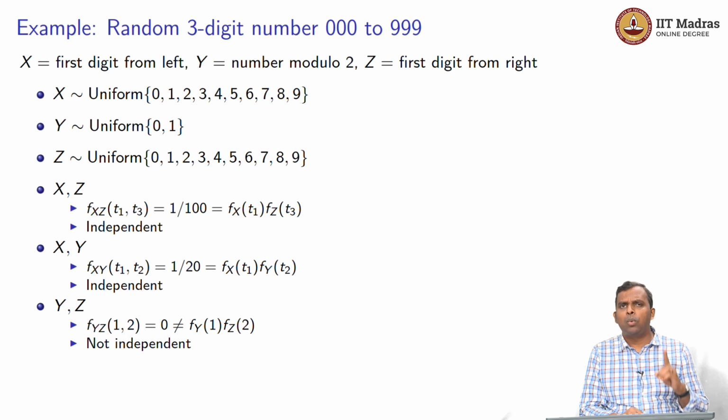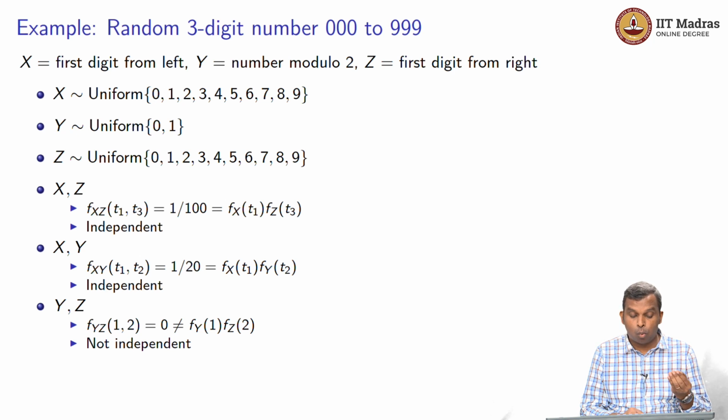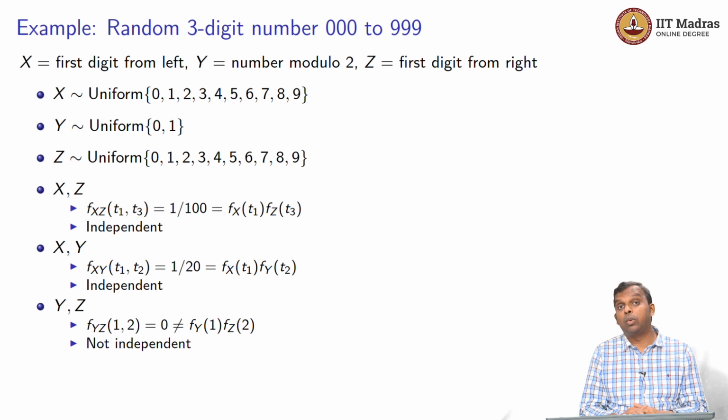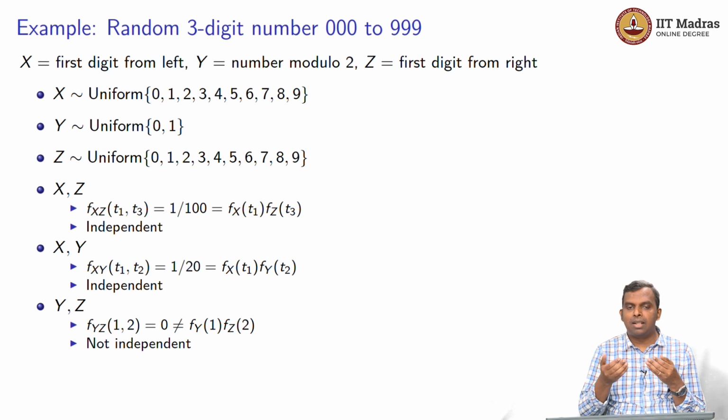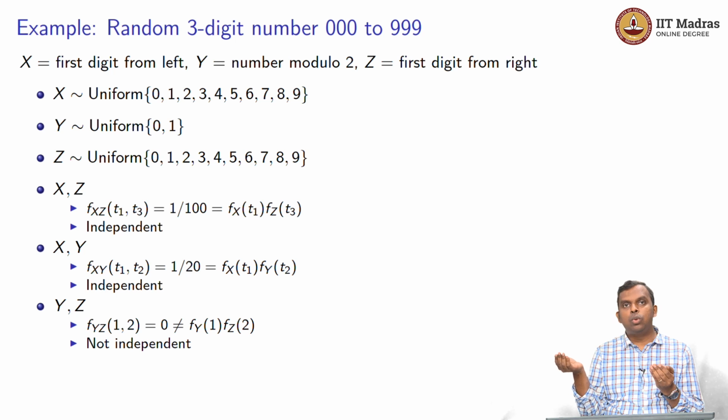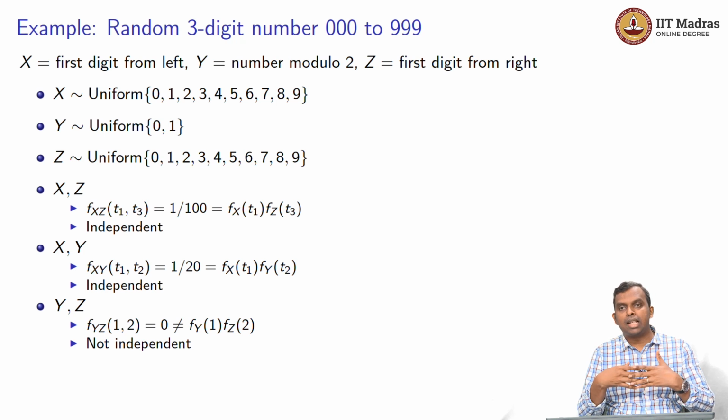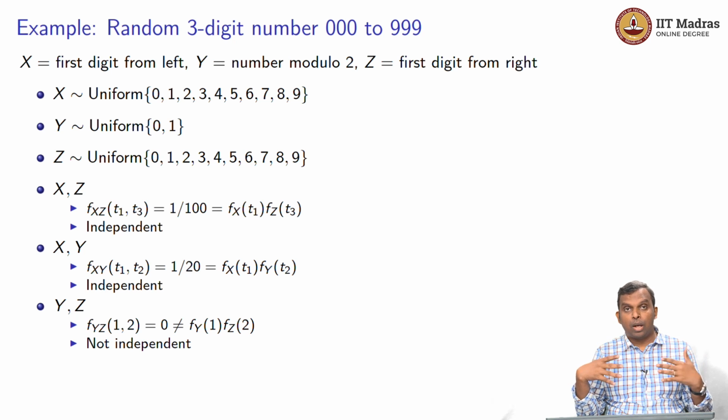You just have to find one counterexample, one t1, t2, such that f_XY of t1, t2 is not equal to the product of the marginals. Okay, so here is one example I've given. Y equals 1 and Z equals 2. So notice what happens here. If Y is 1, then the number has to be odd. And if Z is 2, the number is even. So those two together are never going to happen, right? So f_YZ of 1, 2 is actually equal to 0.